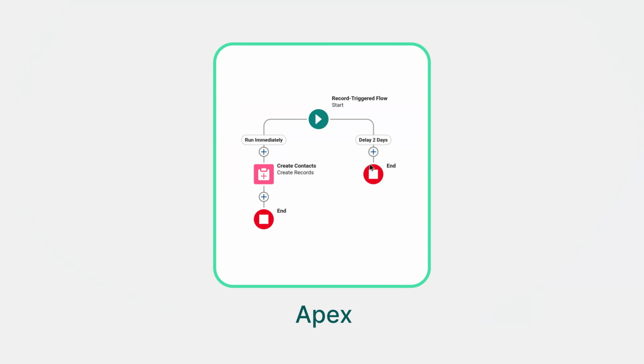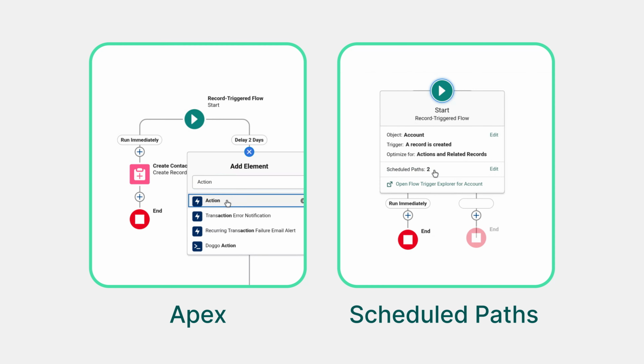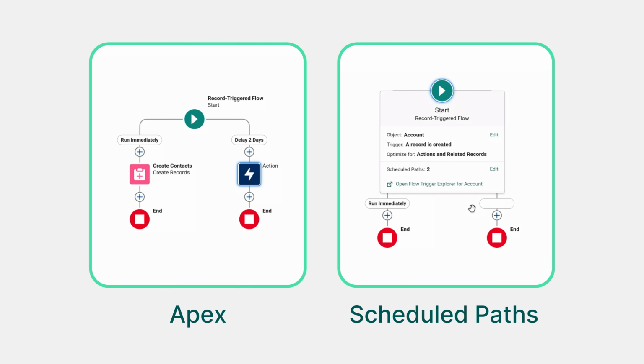Batch processes and timing control are critical when handling large amounts of record updates. Using Apex in tandem with scheduled paths allows you to ensure your actions occur at the exact right moment. For example, you can automatically send a welcome email to an account's related contacts a few days after it's created, or send a payment reminder email after an opportunity is updated to closed won.